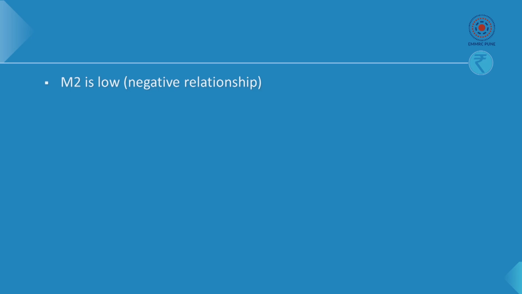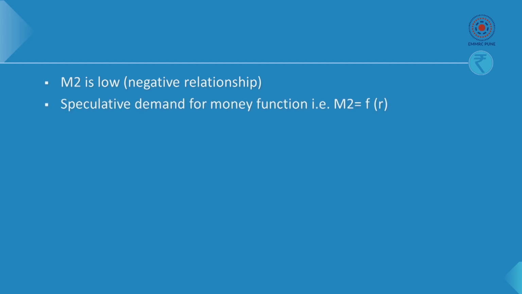This shows that when rate of interest is high, M2 is low, that is a negative relationship. Similarly, when rate of interest is low, M2 is high. This gives us the speculative demand for money function, that is M2 is equal to a function of R. The quantity of cash or money families need to hold differs according to their income and the interest rate. It should be noticed that the speculative demand for cash or money is all the more impacted by the progression in interest rate than the precautionary and transactionary demand for money.